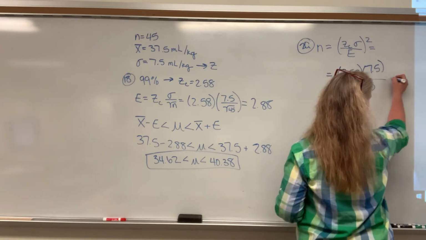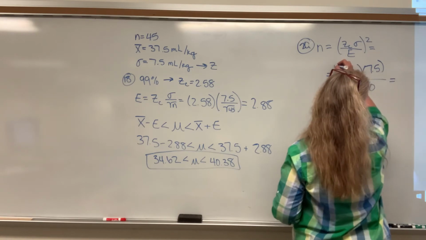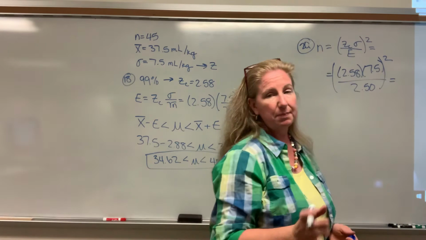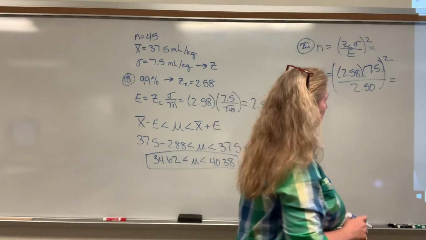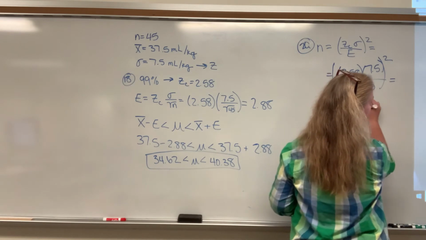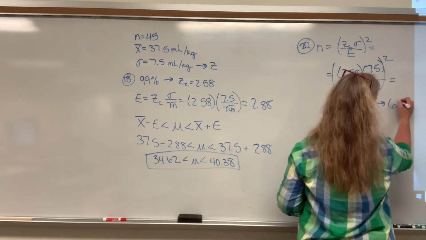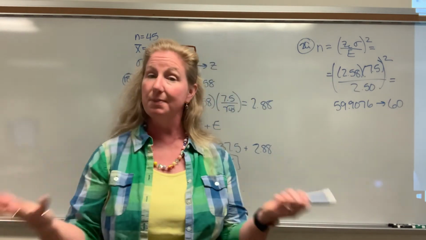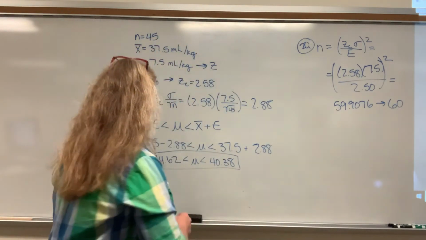Sorry, I'm writing kind of funny. And then I need to square that whole thing. That would probably be the biggest reason people get it wrong: they forget to square the whole thing. So 59.9076, and that translates to 60. Because for sample size, we always round up, because the bigger the sample size, the better the information.